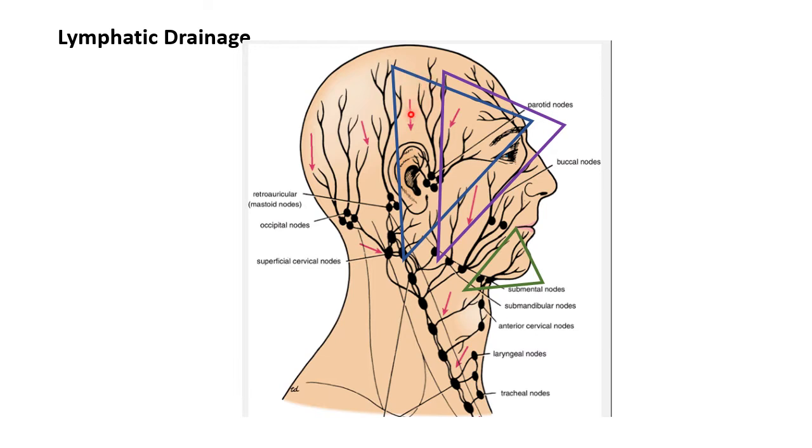The forehead, the temple, orbit, parts of the cheek, as well as the contents of the orbit, all these drain into another group of lymph nodes, which is the preauricular group of lymph nodes or the parotid group of lymph nodes. From all these areas, lymph ultimately drains into the deep cervical group of lymph nodes, which are present along the internal jugular vein. We will study the lymphatic drainage in detail in further classes.